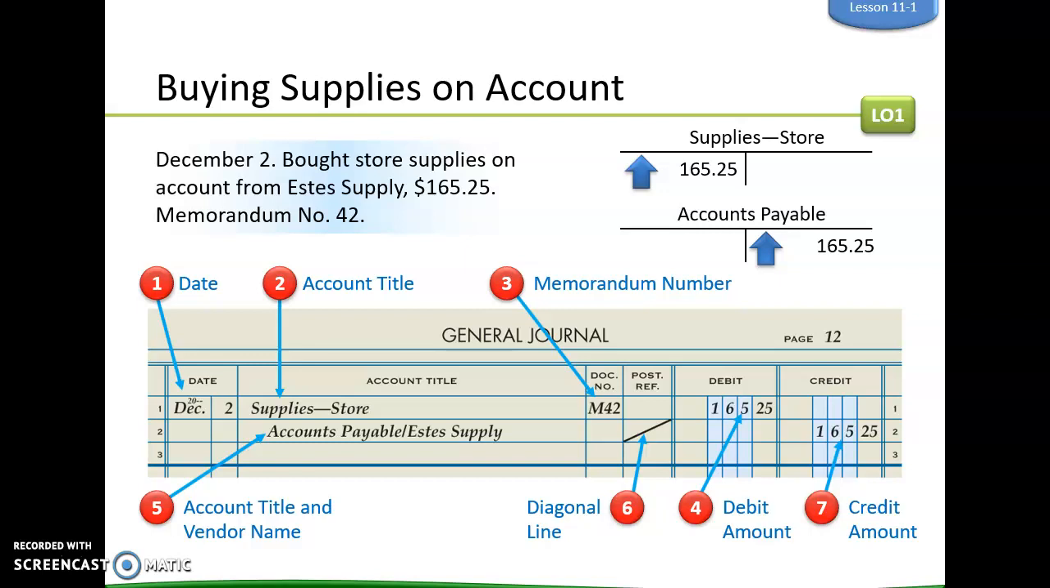So because we're just posting it to accounts payable, because we're going to post it to two, we're going to post it to accounts payable, and we're going to post it to the accounts payable ledger account. So we need to make sure that it's hitting the general ledger accounts payable, and then also Estes Supply. I hope you understand that. Because it's going to hit two account titles.